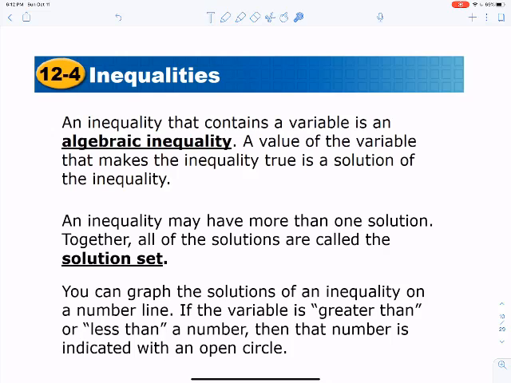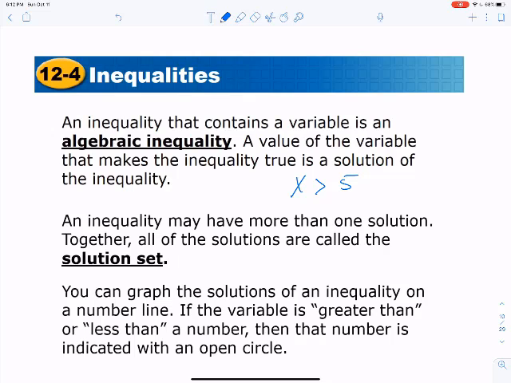So if I gave you the inequality x is greater than 5, what kind of numbers could go inside that x? Could I put a 5 there? No, because then it wouldn't be greater than 5. Could I put a 6? Yes. Could I put a 10? Yes. Could I put a 1? No, because it's not bigger than 5. Get the idea? That's an algebraic inequality.